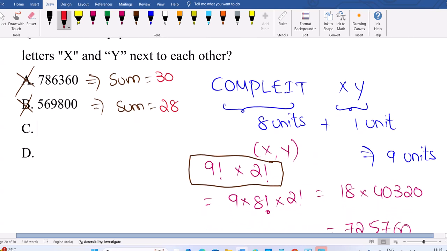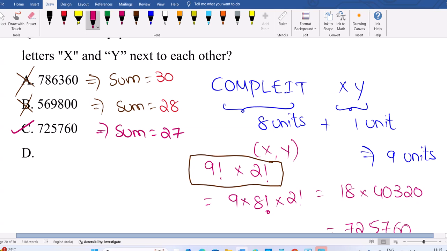But see my option, 7 lakhs 25,760. Is it divisible by 9 or not? What is the sum of digits? 27, divisible by 9. Yes or no? Is it divisible by 9 or not? You check the sum of digits. Right? So that's what you can see. If all options are given, then no need to calculate the 9 factorial value. You can just use option verification. The answer should be divisible by 9. So there are two options divisible by 9.